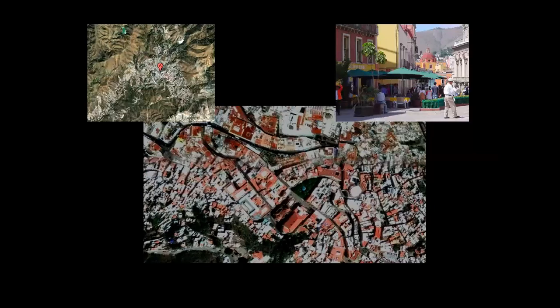But then you go to Guanajuato, Mexico, where they were actually building the settlement in a canyon, and they couldn't apply the Laws of the Indies code. So they just sort of let it go as an organic city.